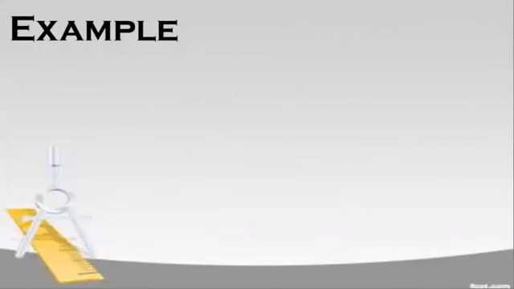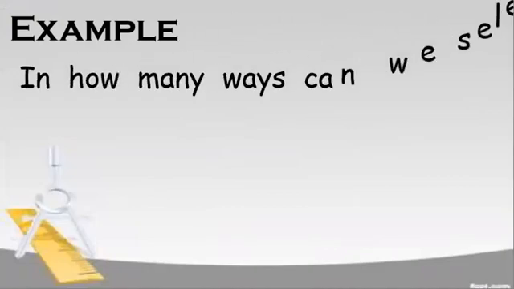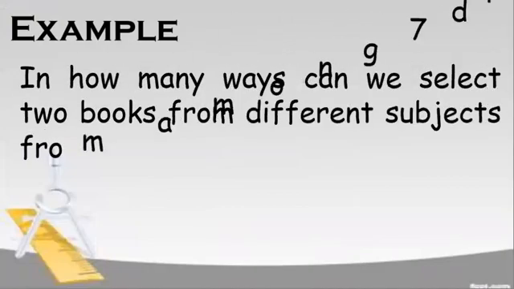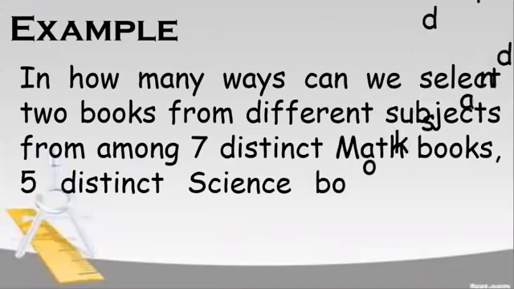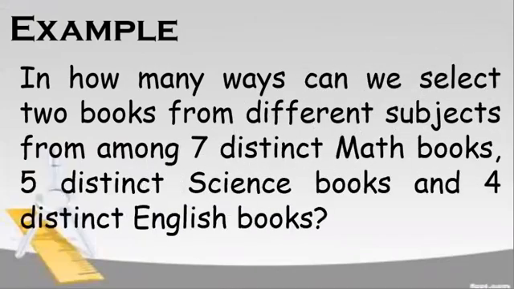Okay, let's have another one more example. So in how many ways can we select 2 books from different subjects from among 7 distinct math books, 5 distinct science books, and 4 distinct English books? So dalawa lamang po yung books na pwede natin pamilian, pero we have 3 different choices or 3 different categories na pamimilian. So paano nga ba natin to isosolve?